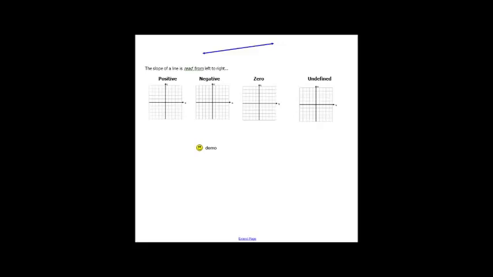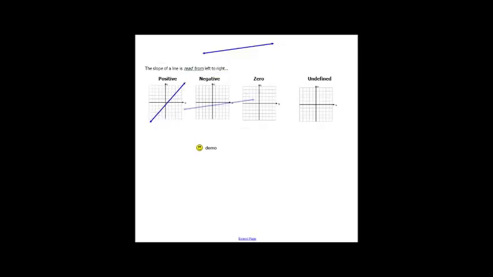And I've uploaded this demo on Edmodo, so you could play around with that. It's a Math Warehouse demo. But if I have a positive slope, it can look like that. It could look like this. It could kind of be any one of these particular diagrams, similar to this. So anything in this range is a positive slope.